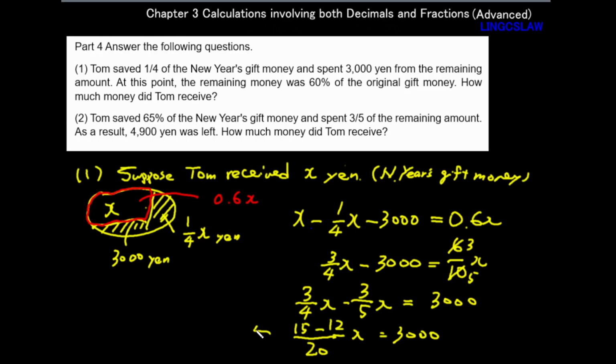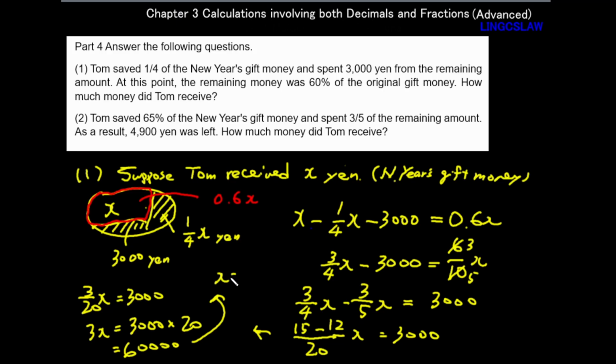So let's write it down here. 3/20x equals 3,000, and let's multiply both sides by 20. 3x equals 3,000 times 20 equals 60,000, and let's divide both sides by 3. X equals 20,000, and this is the answer.